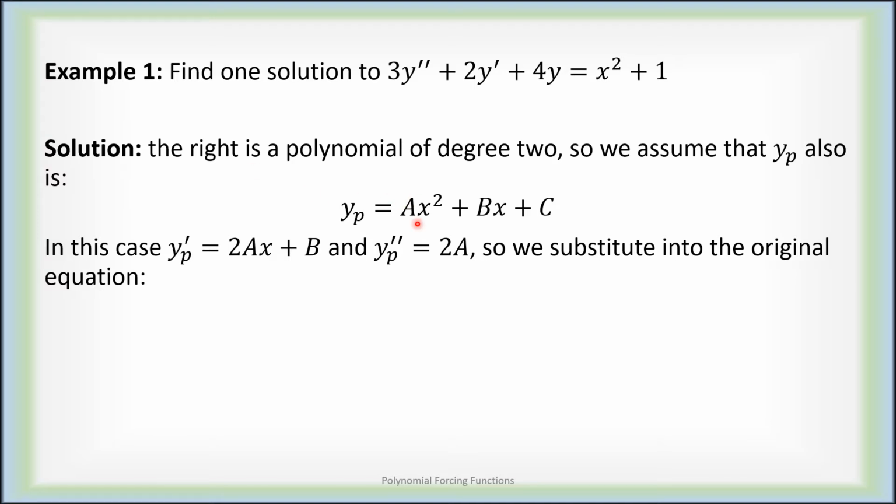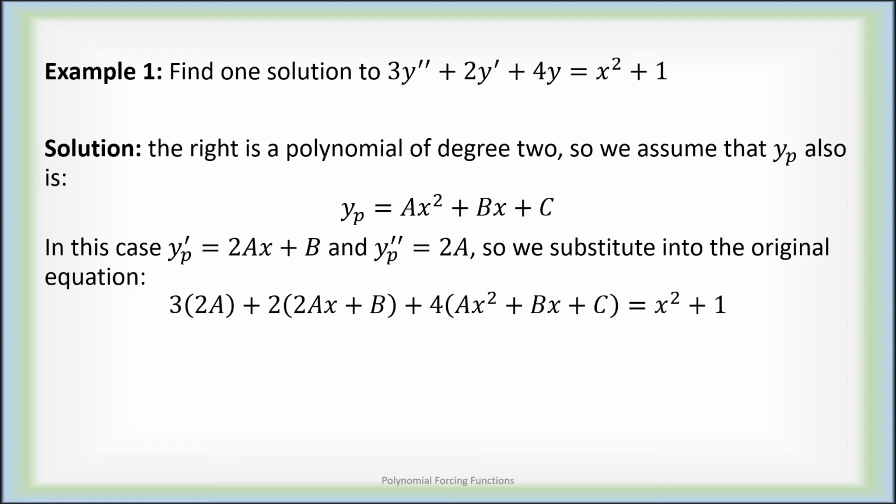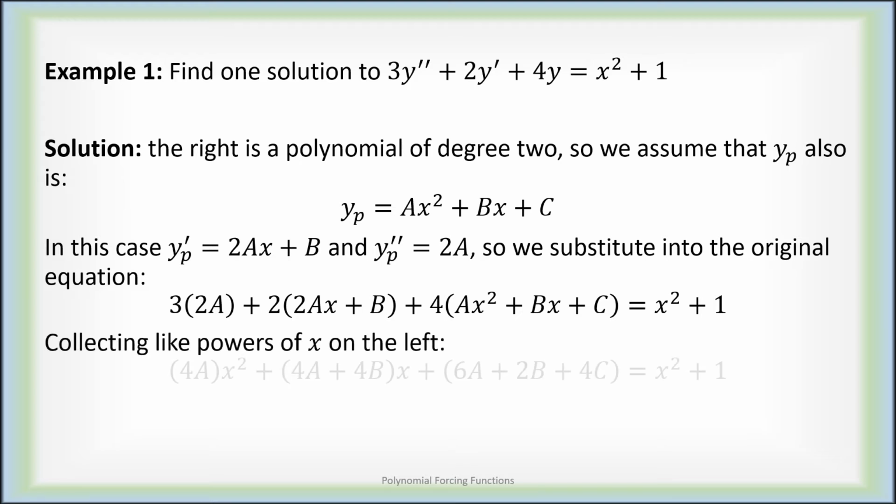So if I take this polynomial, its first and second derivatives, and I plug it into the left here, I will try to then set it equal to x squared plus 1 in order to solve for a, b, and c. So 3 times the second derivative plus 2 times the first derivative plus 4 times the original function should equal x squared plus 1. On the left, we've got a bunch of different terms, and I'm going to collect them according to the power of x. How many x squareds do we have? The only x squared we get is here from 4a of them. How many x's? 4ax and 4bx. How many constants? 6a, 2b, 4c.